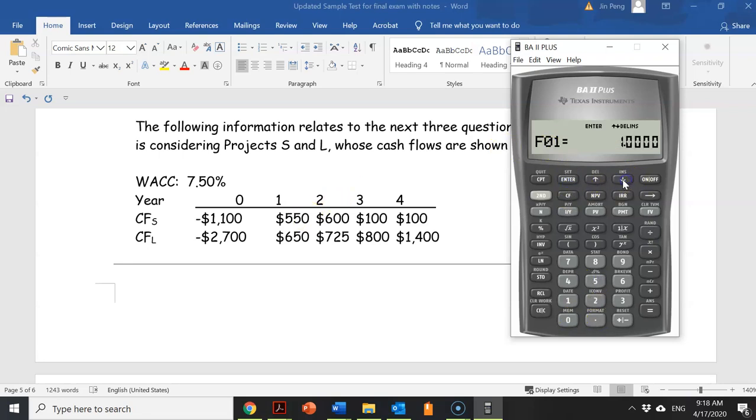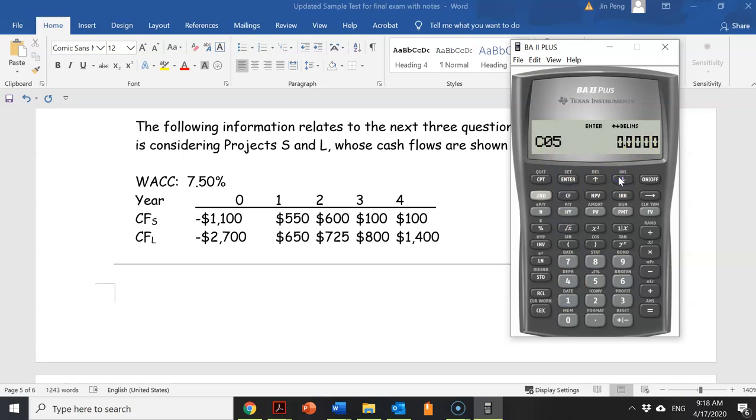Enter. Down button. Frequency 1 should be 1. Cash flow 2 should be 600. Enter. Down button. Frequency 2 should be 1. Cash flow 3 should be 100. Enter. Frequency 3 should be 1. Cash flow 4 should be 100. Enter. Frequency 4 should be 1.